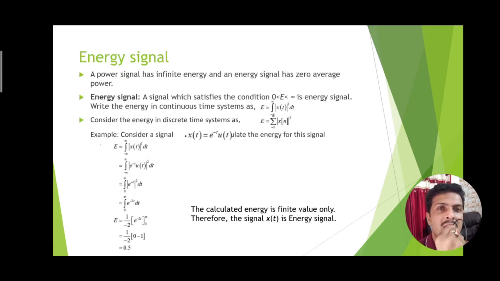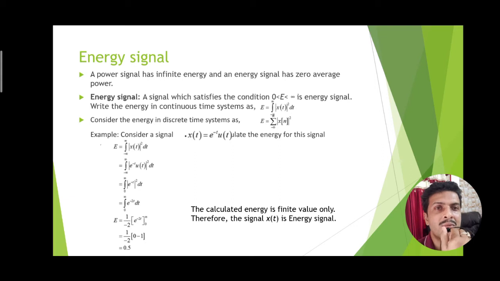The very basic requirement of this course is to know what an energy signal and a power signal are. Normally, power signals have infinite energy, but an energy signal should have zero average power. So this is the basic statement to differentiate the energy and power signal. Normally, an energy signal is a signal that has finite energy.